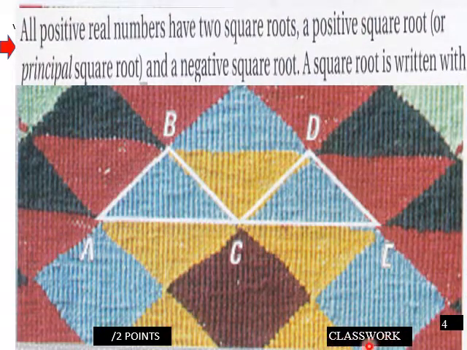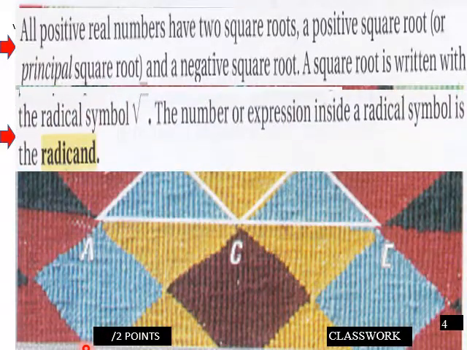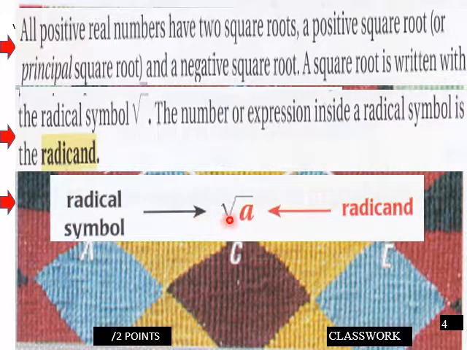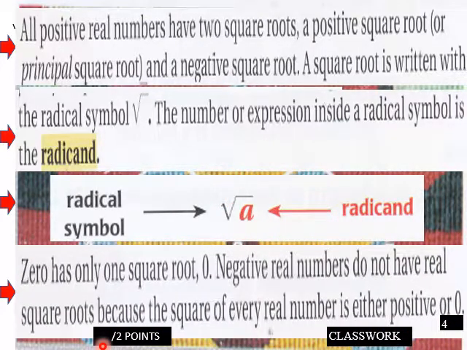And this is class worksheet page 4. All positive real numbers have 2 square roots, a positive, or principal, square root and a negative square root. A square root is written with the radical symbol. This is your radical symbol here. The number or expression inside a radical symbol is called the radicand. Zero has only one square root, 0. Negative real numbers do not have real square roots because the square of every real number is either positive or 0.